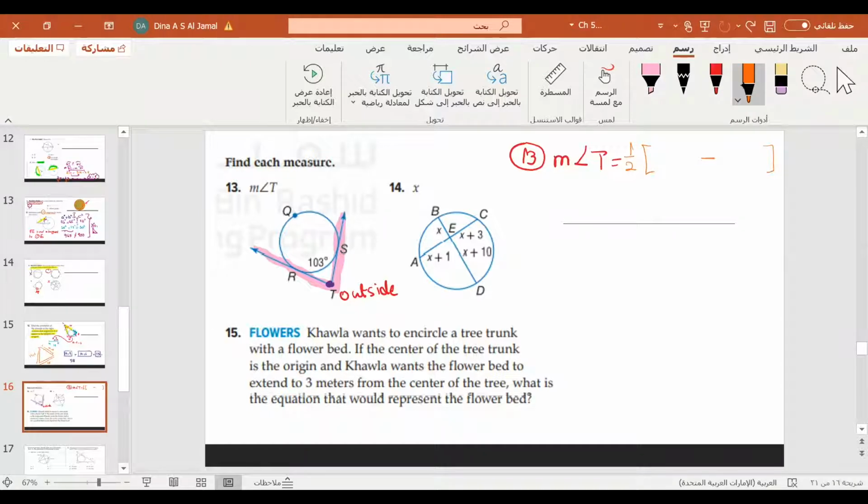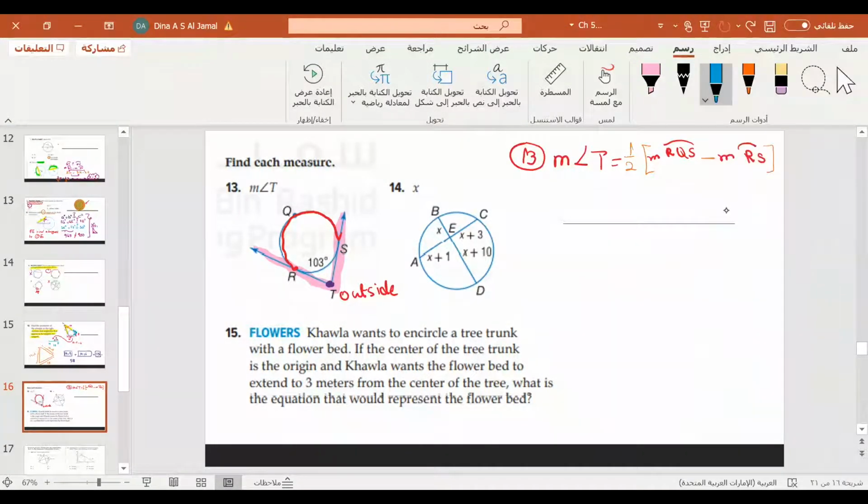Now, when you subtract, you will be subtracting the intercepted arcs. So you will take your big arc, which is the measurement of arc RQS, minus the measurement of arc RS. Good. Now let's focus together.